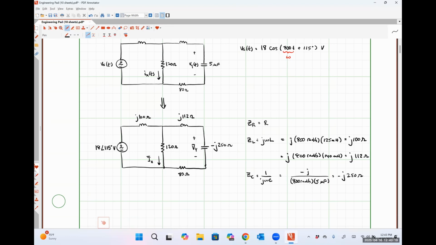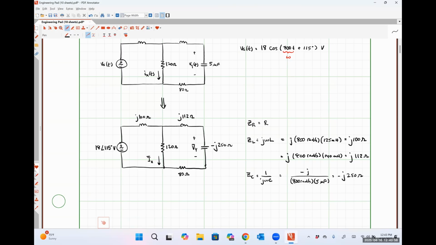So the current flowing through the J100 ohm resistor is not going to simply be 18 angle 115 over J100 because the total voltage drop of 18 angle 115 doesn't occur over just the J100. We could take your idea and slightly modify it and do a source transformation, which would allow us to then do current division to find that quantity Ix. We could also use current division to find the current flowing through that rightmost branch and then use Ohm's law to find Vy. So that's definitely one way that we could approach it.